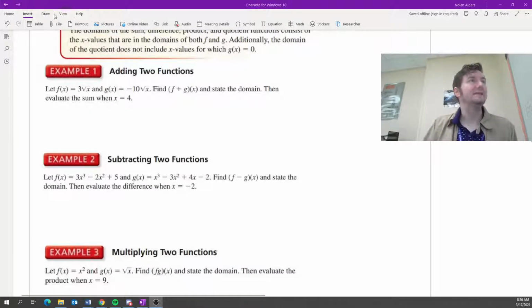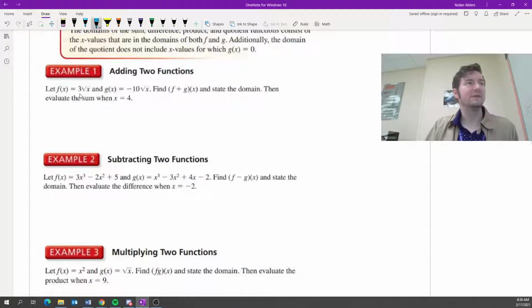So if we look at a few examples here, I can show you if we've got this function f of x and g of x, and let's say we want to add them together, then we can easily do that. We just take 3 square root of x and negative 10 square root of x, add them together, and we'll get negative 7 square root of x. So it's really that easy, guys. 3 square root of x plus negative 10 square root of x is just negative 7 square root of x.